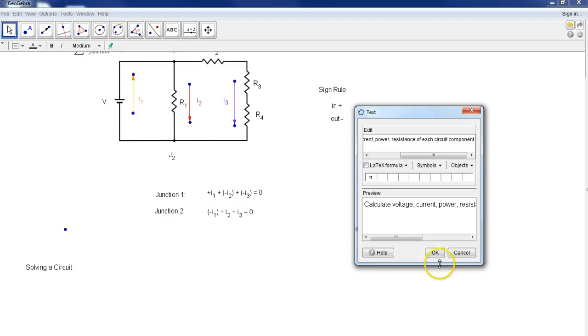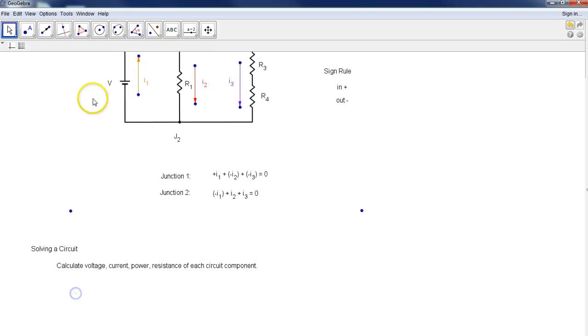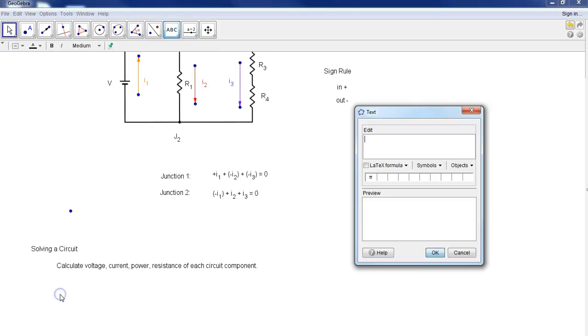An easy way to remember this is to put them in a slightly different order and to say that you're going to calculate the PIRV for the circuit. PIRV, P-I-R-V. So the power, current, resistance, and voltage for the circuit.